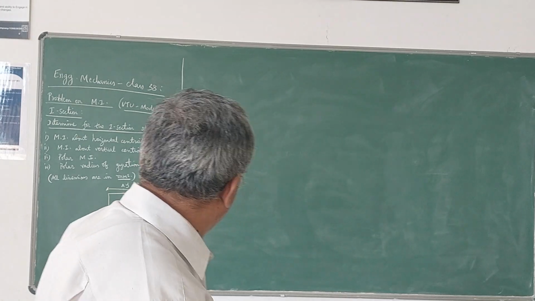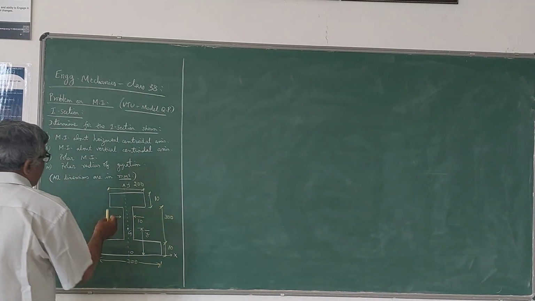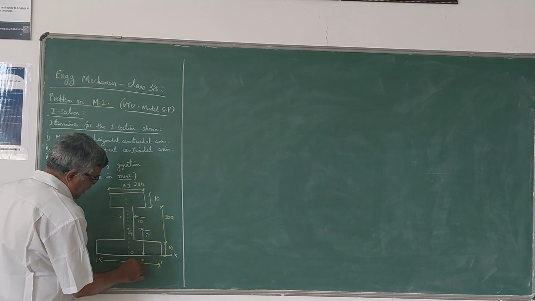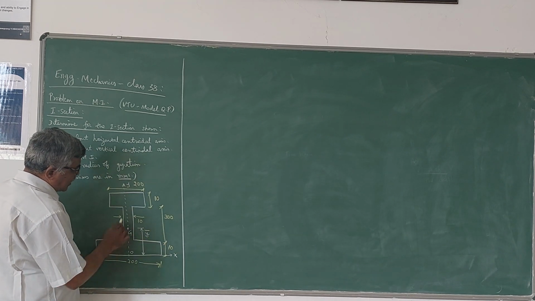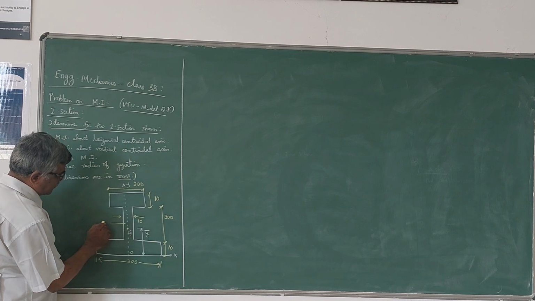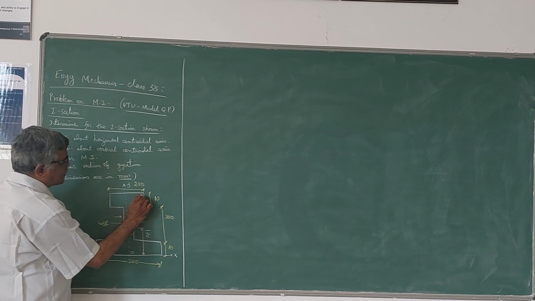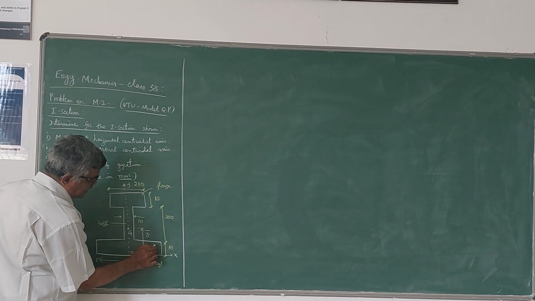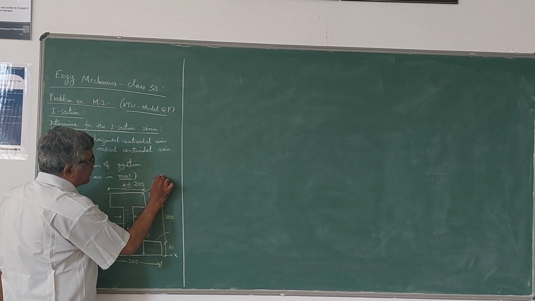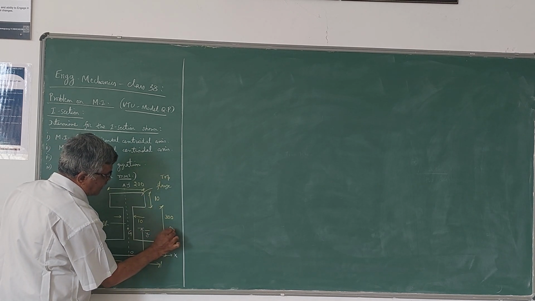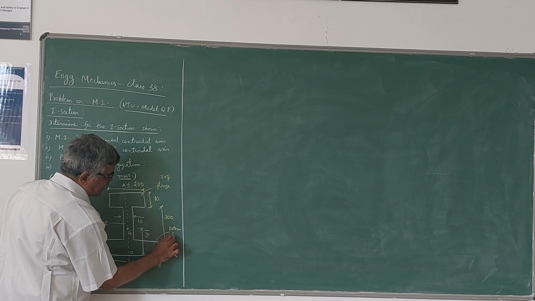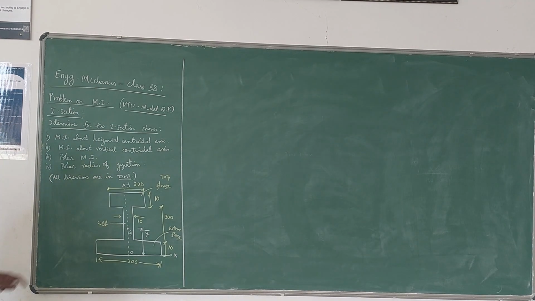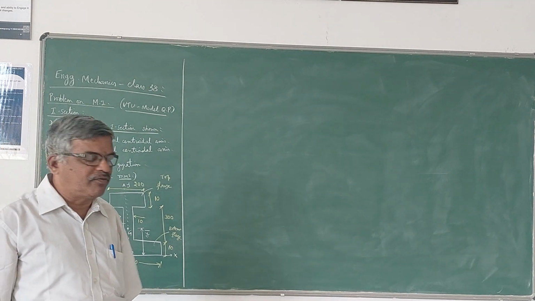So here he has given the I section like this. The top flange has the dimensions 200 mm by 10 mm, the bottom flange has the dimensions 300 mm by 10 mm, and this is the web portion. You will learn this nomenclature when you study the analysis and design subjects. So this is called the top flange, this is called the bottom flange, and the middle portion is called the web portion. He has given all the dimensions in millimeters.